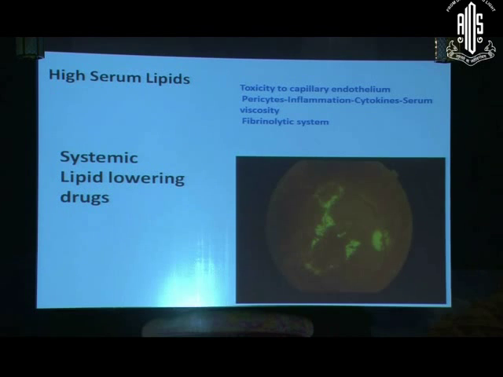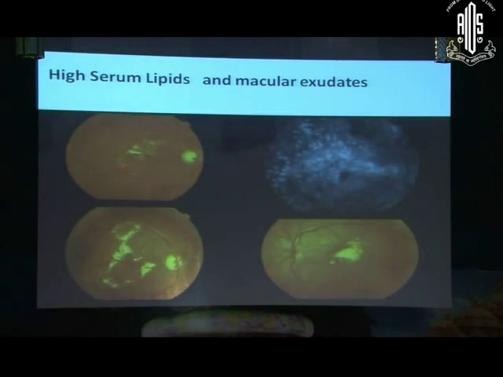Now, this has been too hyped a thing for my understanding. It is known that lipids are toxic to capillary endothelium. They cause loss of pericytes. They induce inflammation. They increase serum viscosity, and they derange the fibrinolytic system. And with this, systemic lipid-lowering drugs were started with great gusto all across this country in patients of diabetic macular edema with any kind of hard exudates, right?